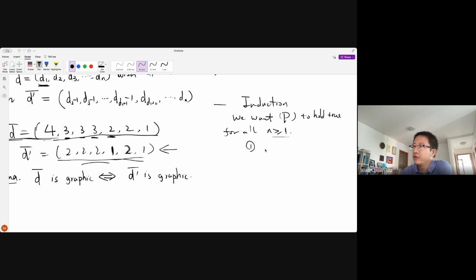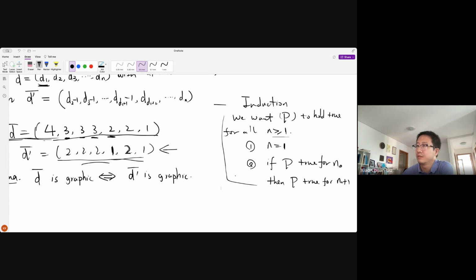So what do we do? We check n equals probably 1, and then we prove that if P is true for n0, then P is true for n0 plus 1, okay? And then together, we repeat, and if this is true, then it is true for all integers.